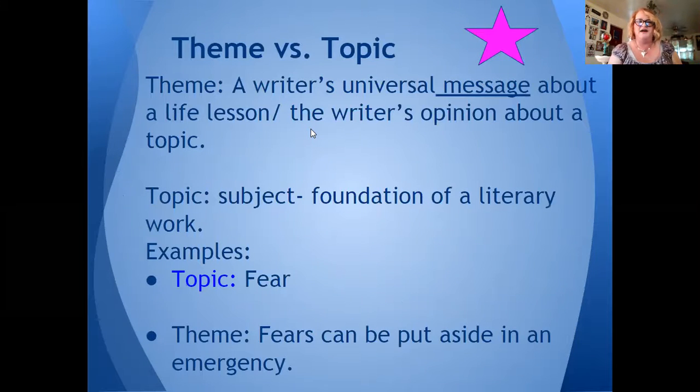The theme versus the topic. Theme is the writer's message, okay? The topic is like, what is the overall essence of the story? Like, is it scary? Are you afraid, like fear? Or is it courage? Like, you're courageous? The theme is like a message, like it's a full sentence. And the topic is just like one word that sums up the whole thing.